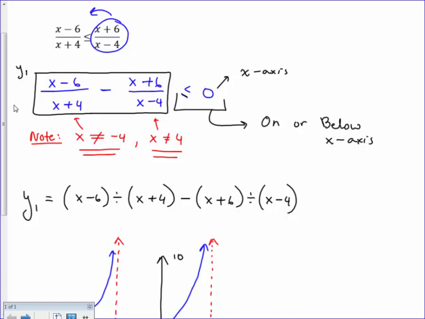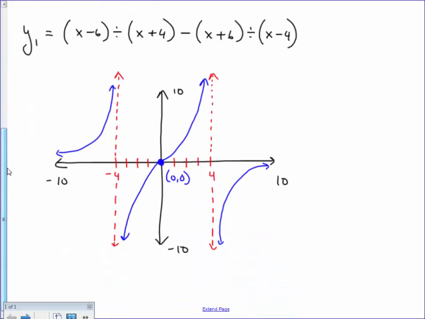The on part comes from having the bar underneath. The below part comes from it being a less than inequality. So I want to know, where is my graph on or below the x-axis? So let's come back here, and I'm actually going to do this in red. So we look over here, we're above the axis, so it's not that. I look over here, and starting from this particular arrow and then going up, I'm below, and then when I get to right here, I'm actually on the axis.